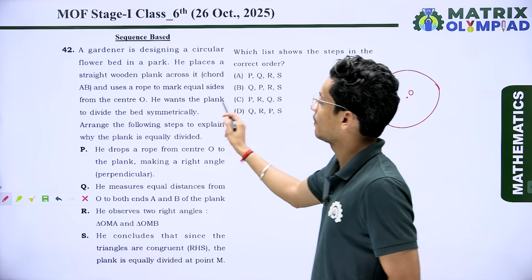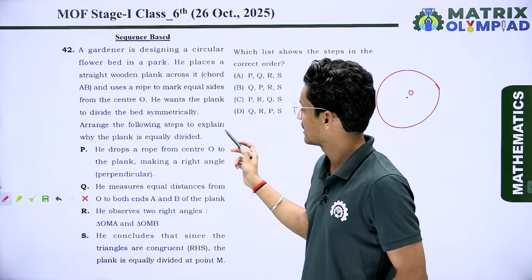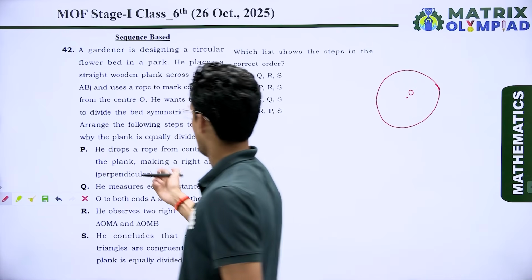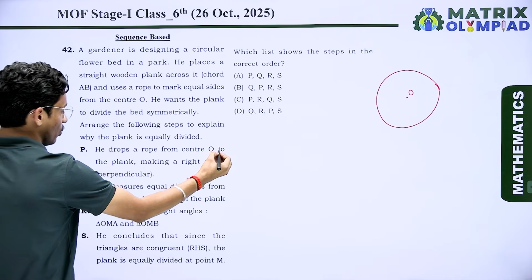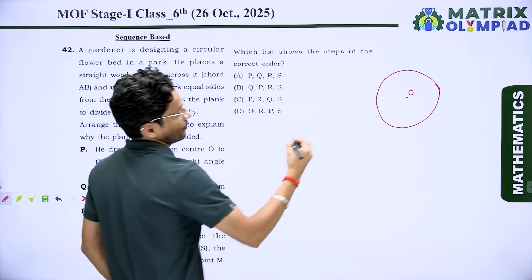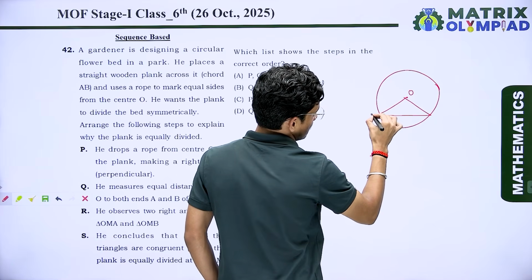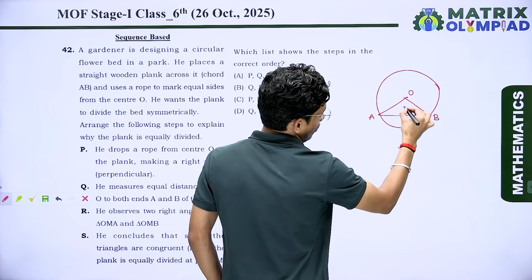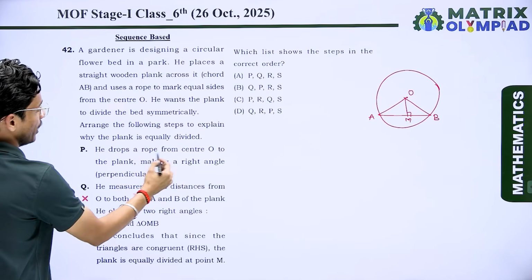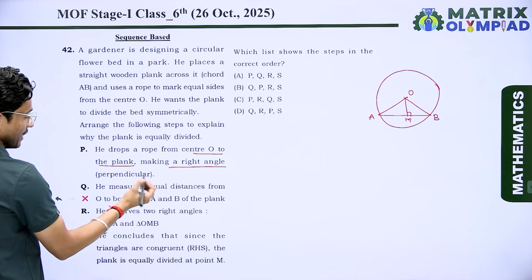After that, he wants to divide the bed symmetrically and arrange the following steps to explain why the plank is equally divided. So the first step we take, he drops a rope from the center O to the plank and makes a right angle, perpendicular. So here we draw a plank, rope, okay, this one is the point A, this is the point B, and this is the chord, and we take a perpendicular M. This we represent M. So here first he drops a rope from center O to the plank and makes a right angle. Yes, this one is true.